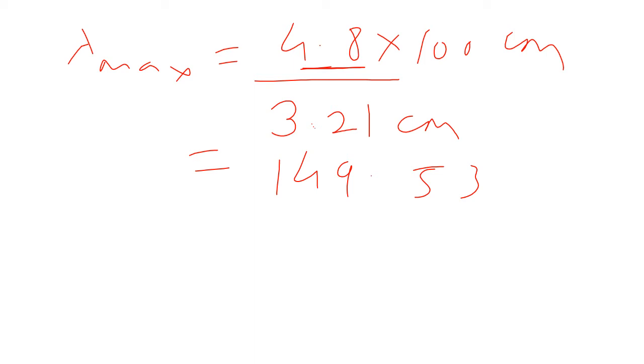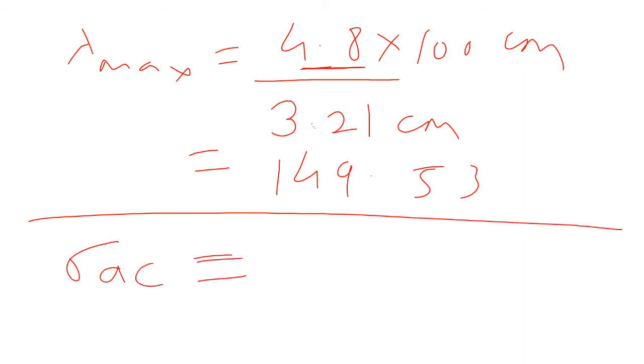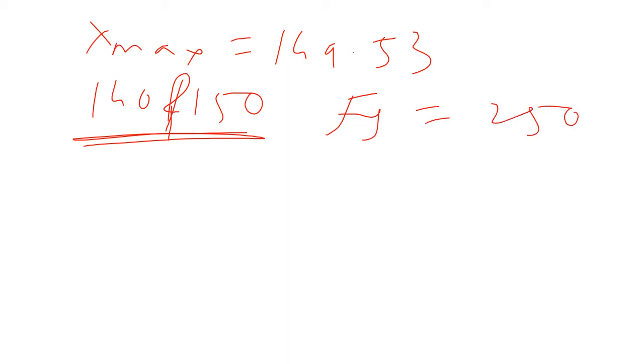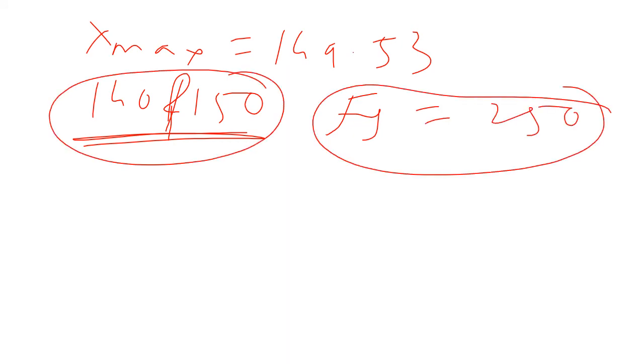Why are we determining lambda max? Our ultimate aim is to find out sigma AC, that is the permissible compression stress for this particular compression member. For this we have to use table 5.1. Here we know that lambda, because our lambda max is equal to 149.53, is lying between the 140 value and the 150 value, right? If you see the table, it will be clear. And we have the yield stress Fy value, that is 250. Using these two values, but we need it for 149.53, so we need to interpolate.